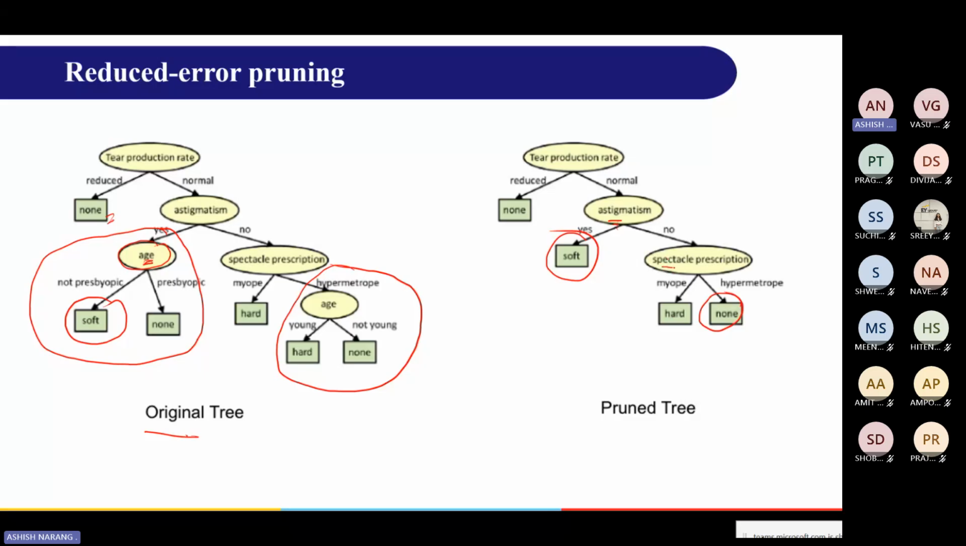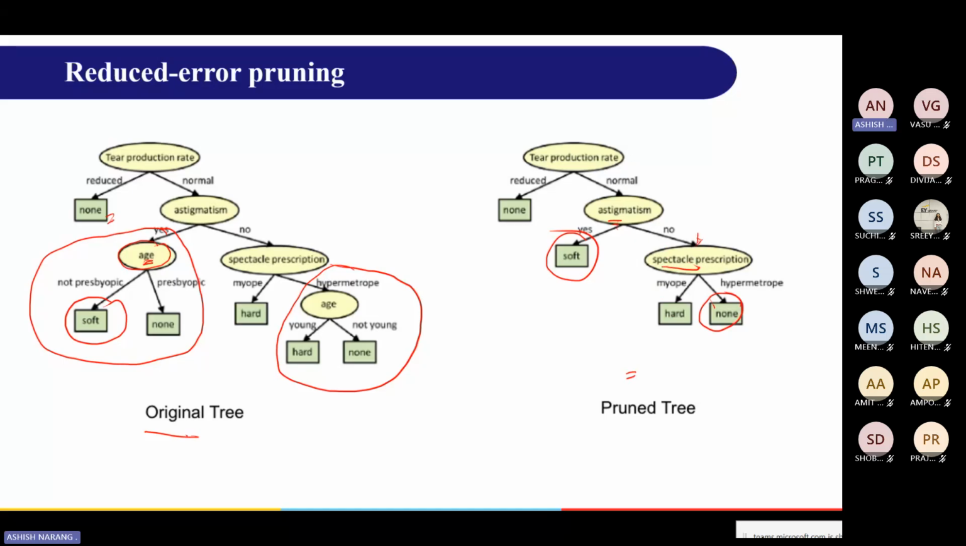Splitting this based on this spectacle prescription is not helping me much. So I'm just pruning this and keeping this as none. Soft or none, that's all. And it becomes a simpler tree than this, and this is called a pruned tree.